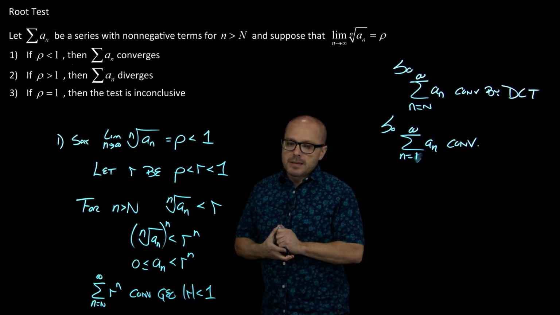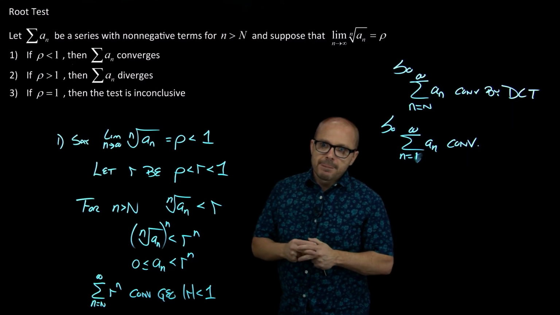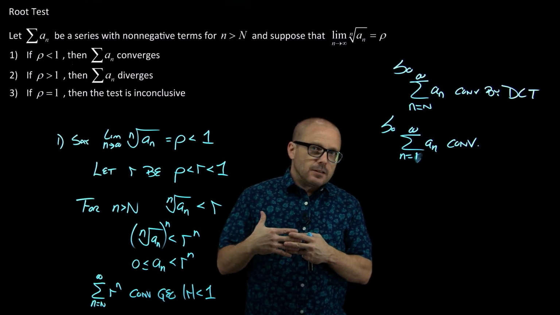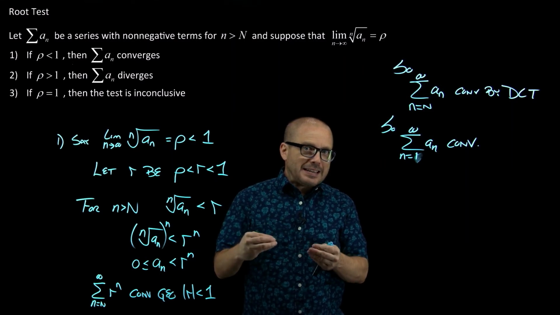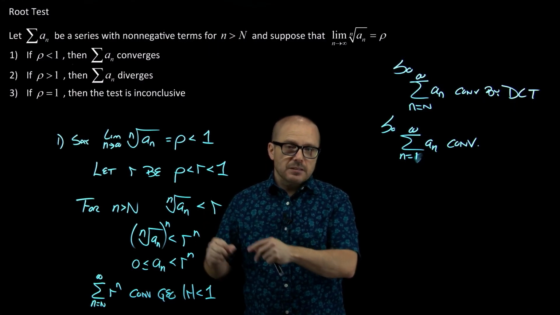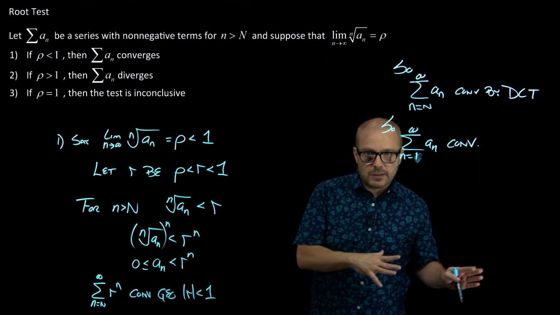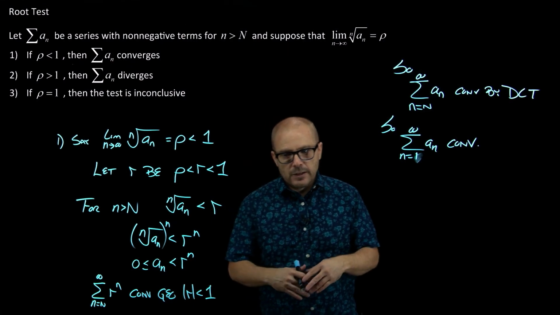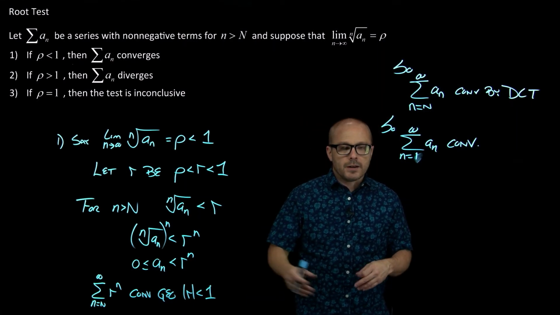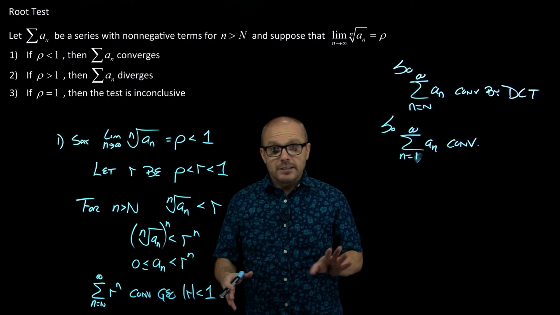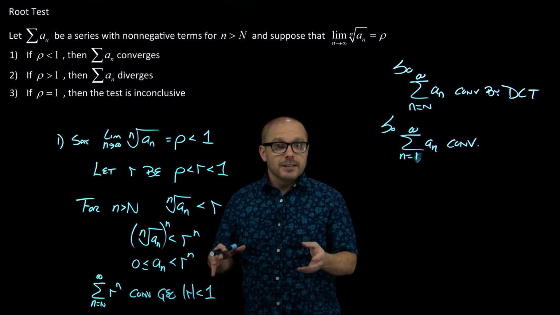One thing to note, because of the close connection here, if you get something inconclusive on the root test, it's going to be inconclusive on the ratio test. So if this fails, if you're doing a root test and you get rho equal to 1, don't try the ratio test next because you're going to get a rho of 1 again.